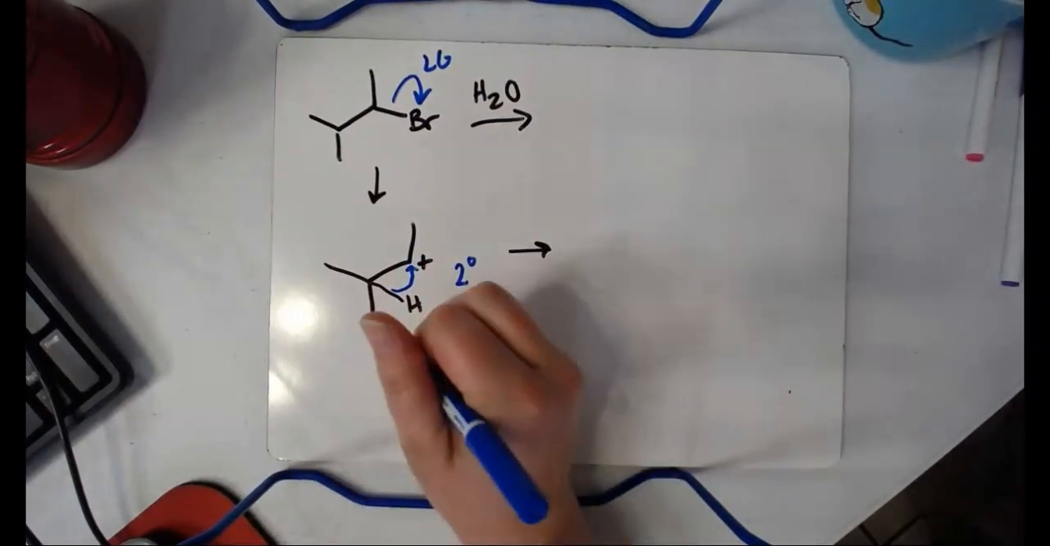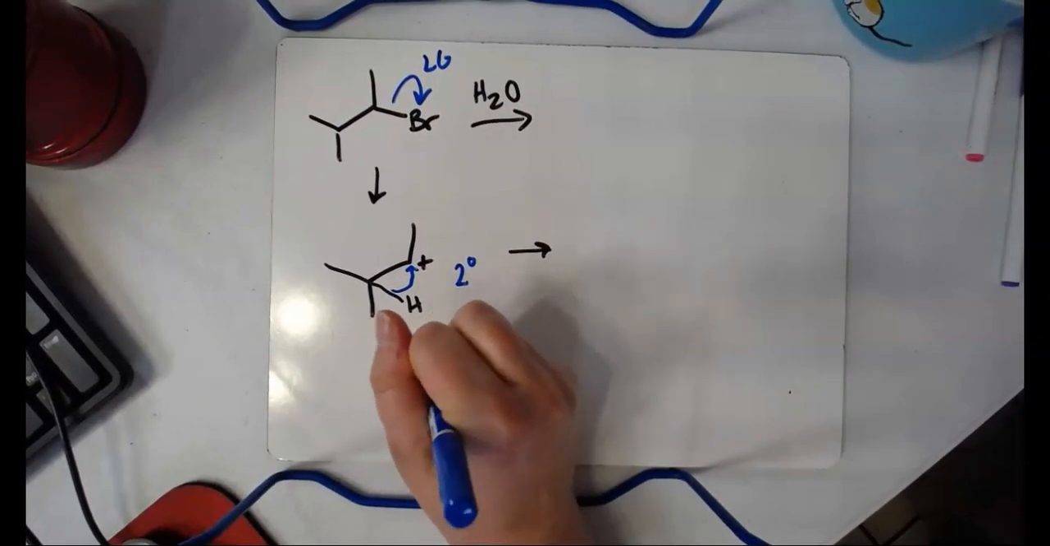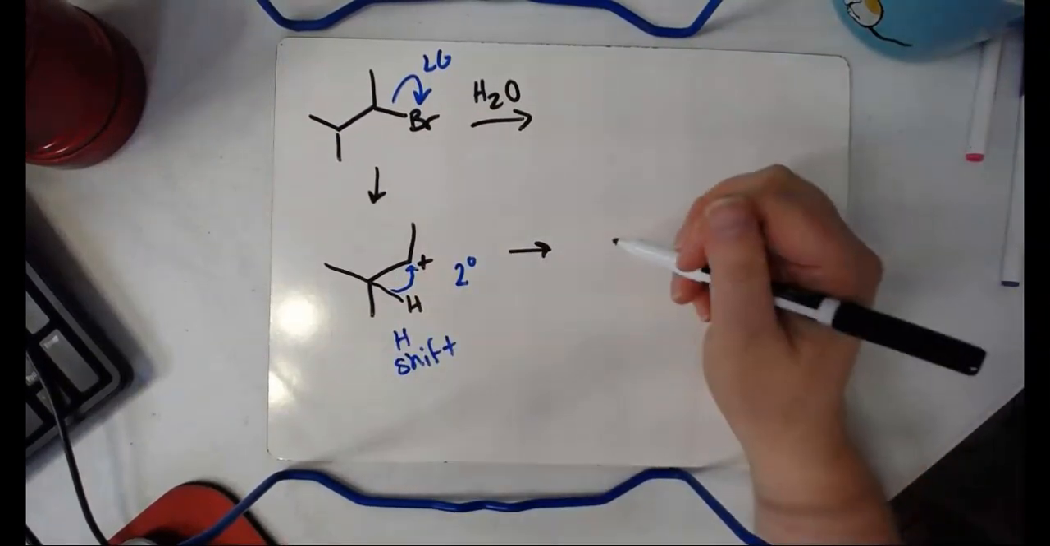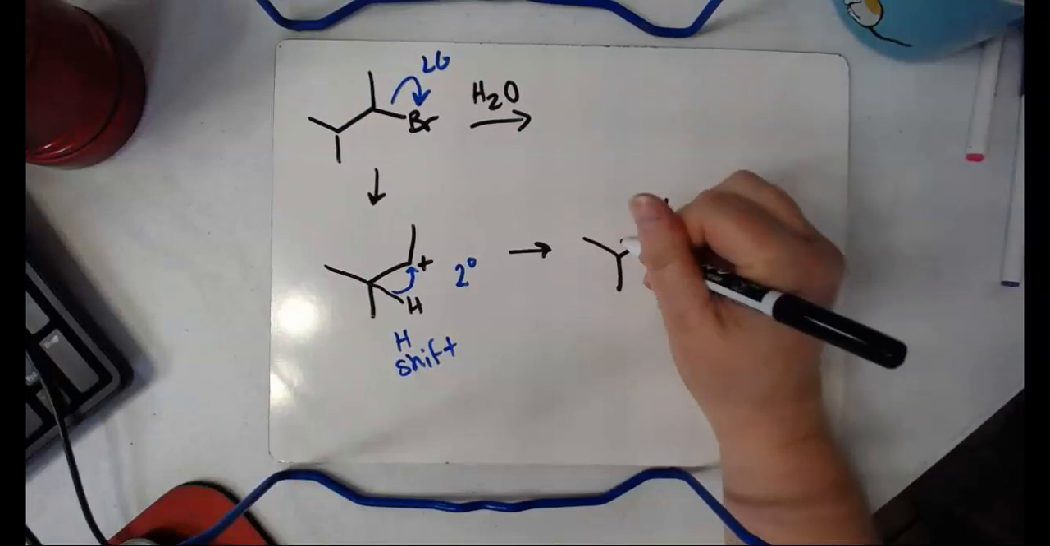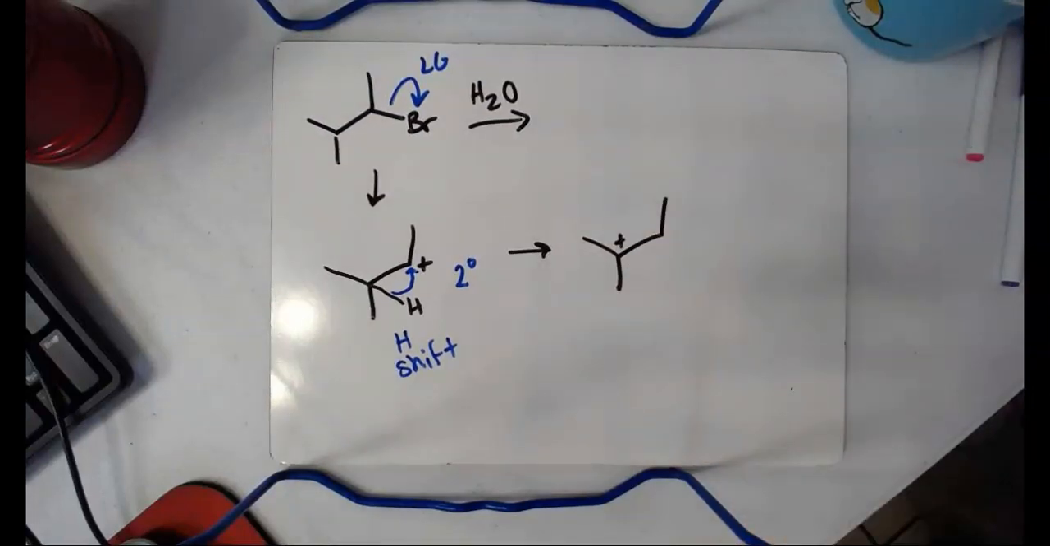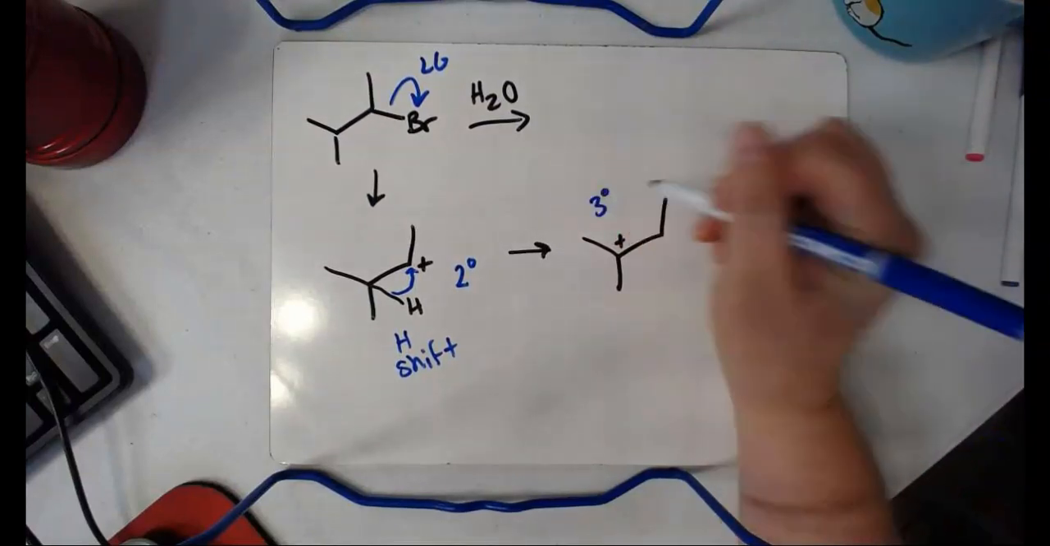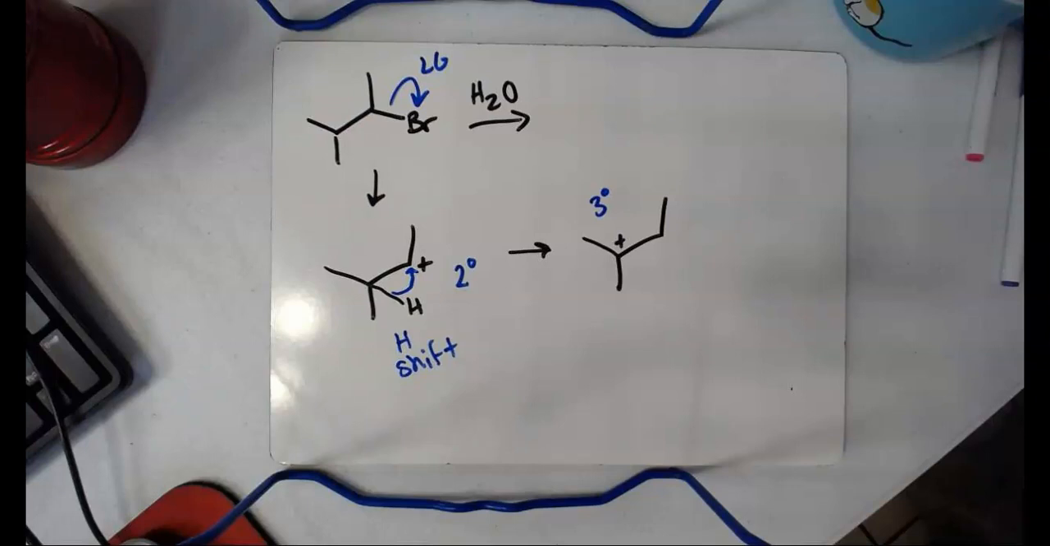So this is a hydride shift. Now my carbon structure hasn't changed at all. We move the hydrogen over, and now we have a tertiary carbocation. So this is going to be more stable.